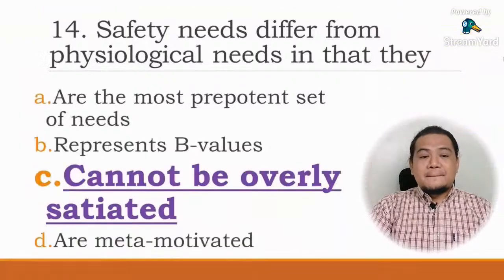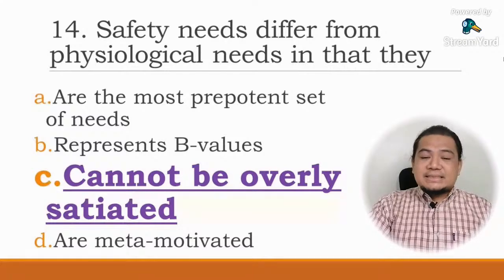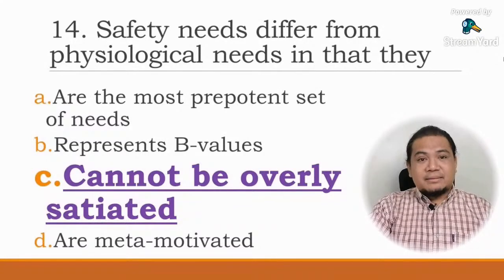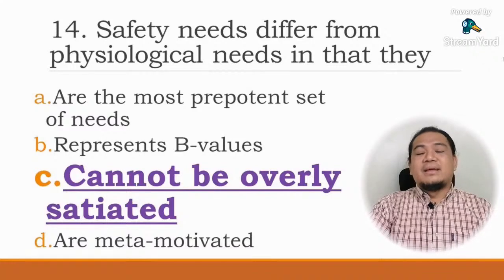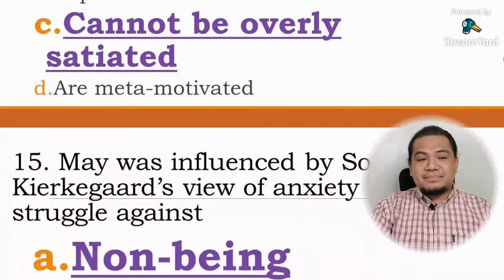Number 14. Safety needs differ from physiological needs in that, the answer is letter C, they cannot be overly satiated. Safety needs differ from physiological needs in that they cannot be overly satiated. People can never be completely protected from meteorites, fires, floods, or dangerous acts of others.